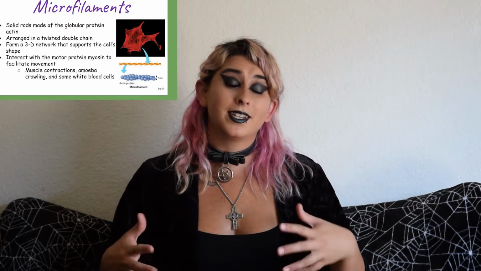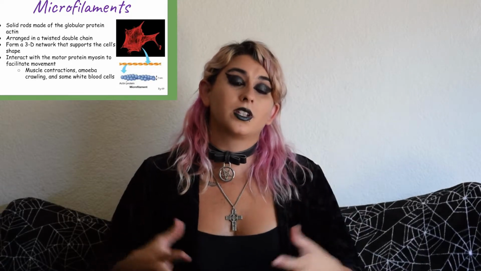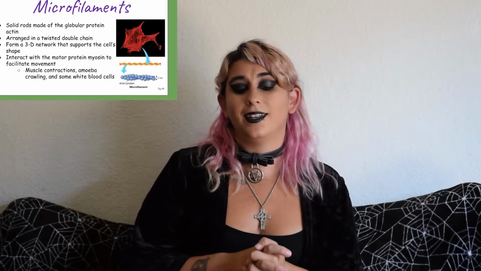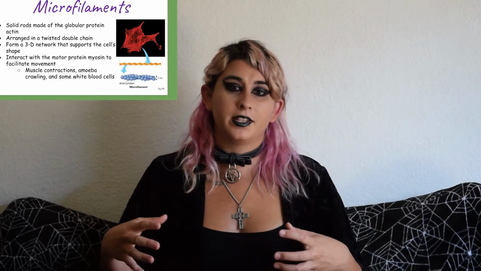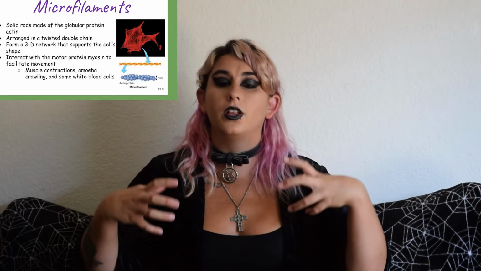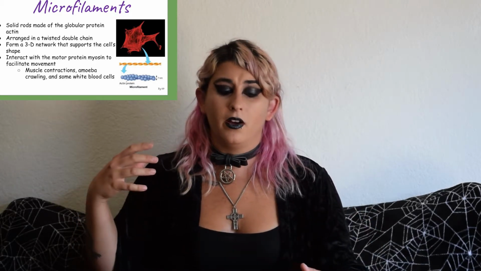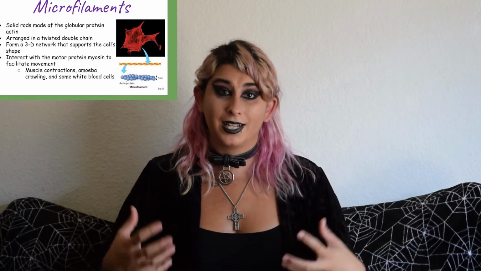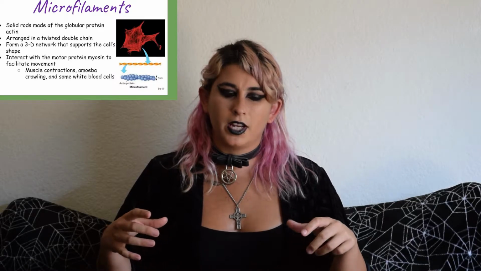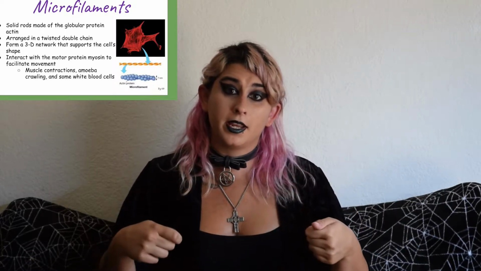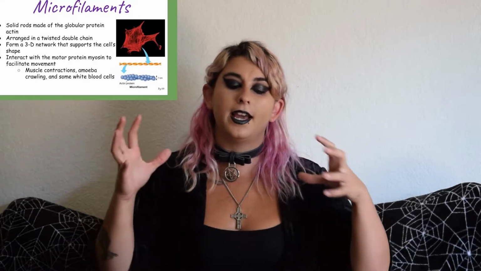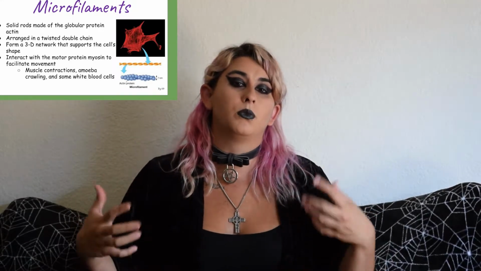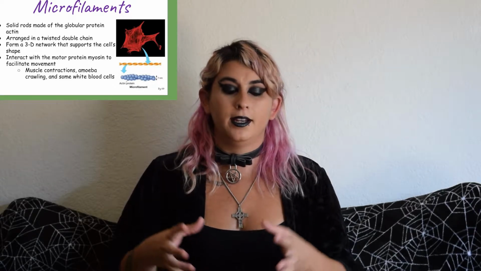The smallest and final fiber of the cytoskeleton that we need to talk about today are microfilaments. They're characterized by being solid rods made of the globular protein actin. They're arranged in a twisted double chain, which adds to their strength. And then they form a 3D network that also helps to support the cell's shape.